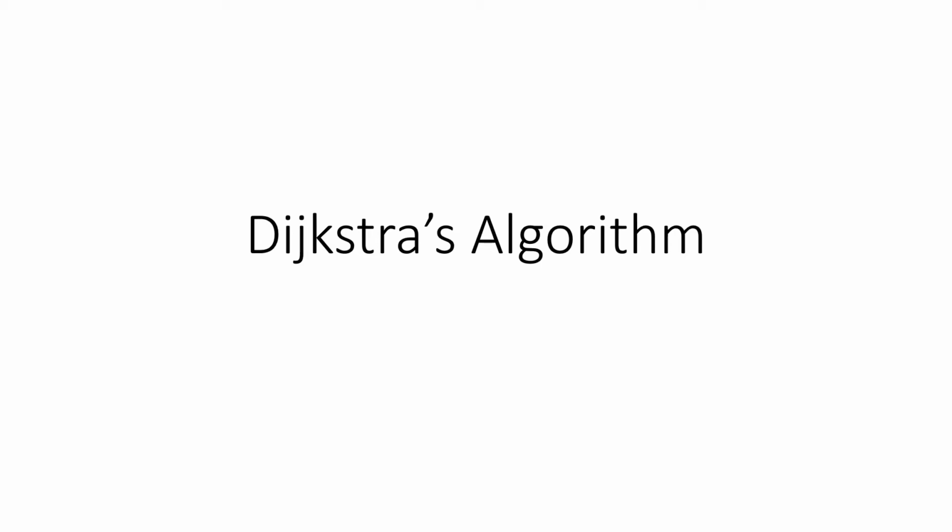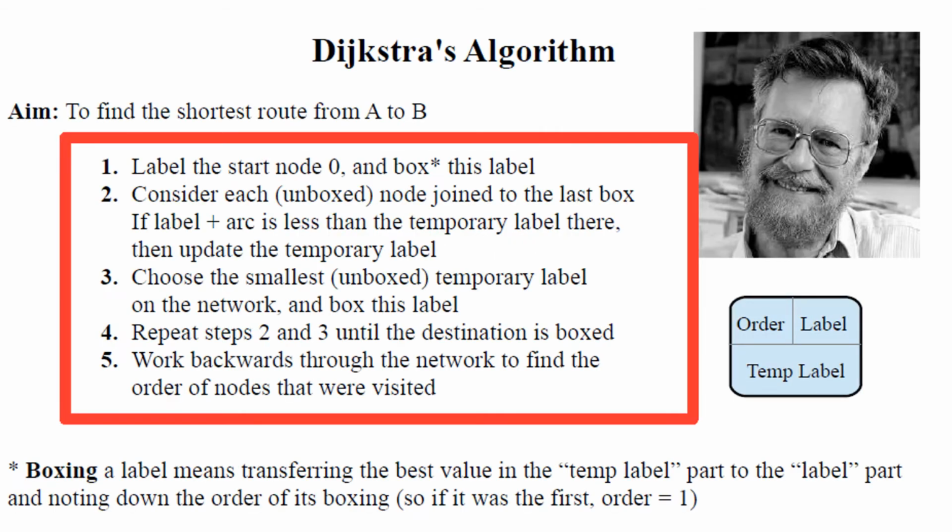Welcome to Dijkstra's algorithm. As with all things in D1, we need to start with an aim and an actual algorithm. The point of Dijkstra is to try and find the shortest path from one vertex to another, from A to B. I'm not going to read through this because it's going to be on the next slide, but this is essentially what we're working with.